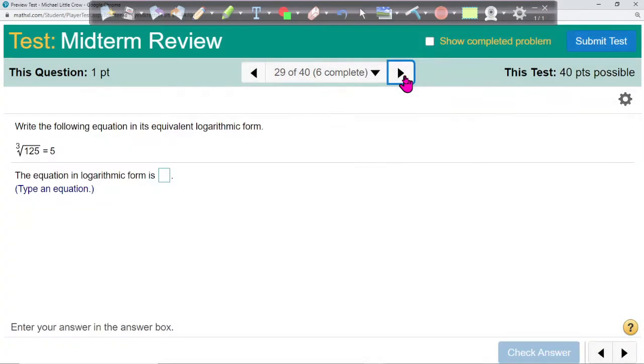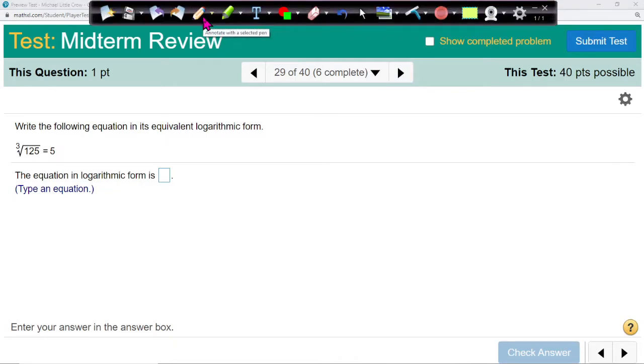Okay, and I know these videos are long, but it's so write the following equation in its equivalent logarithmic form. Okay, so this is an exponential. What we want to do is write as an exponential. It's really a cubic, which is a 1/3 power. So let's go 125 to the 1/3 power equals 5.